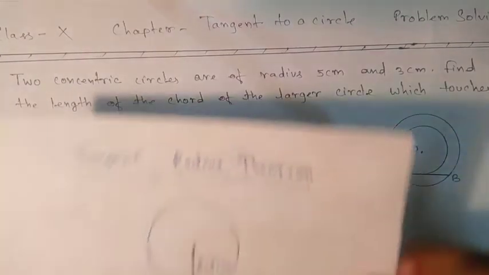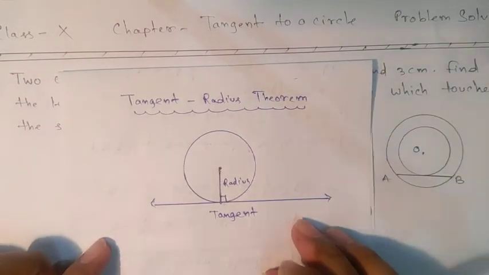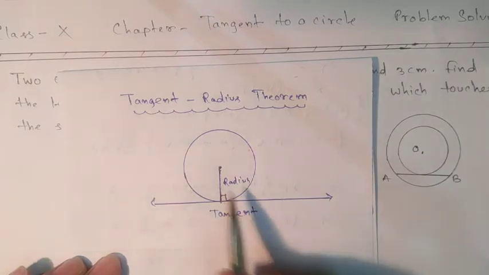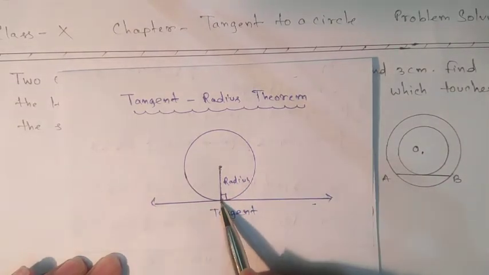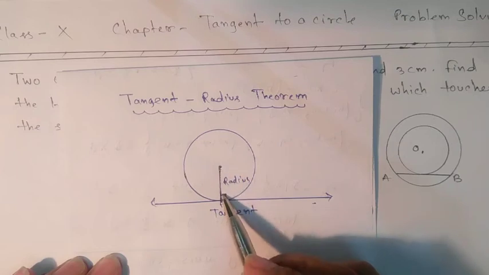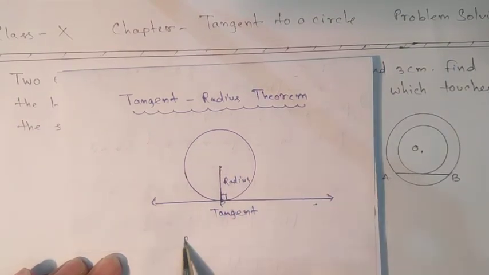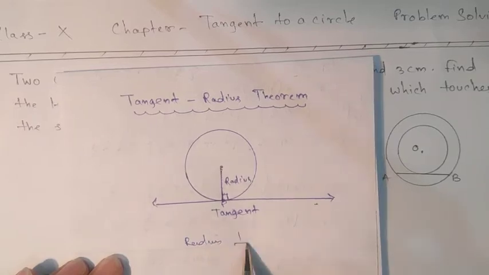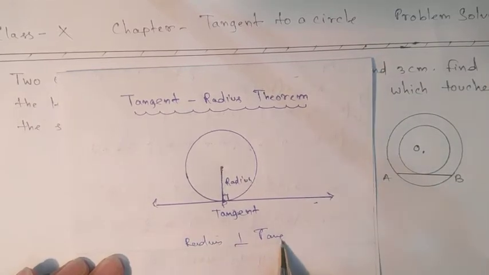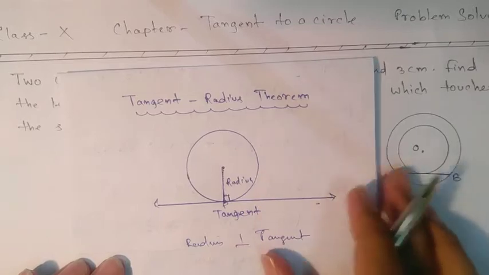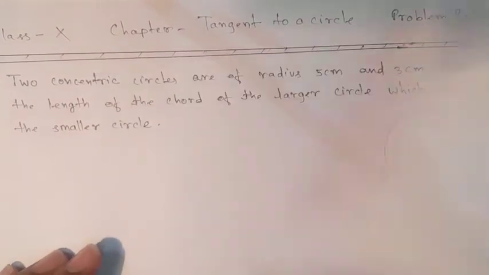Let's recapitulate what the tangent-radius theorem says. If this is a tangent, this is your point of contact and this is your radius, then the radius is perpendicular to the tangent. Remember, this theorem we call the tangent-radius theorem. Now based on this, we're going to do a problem.